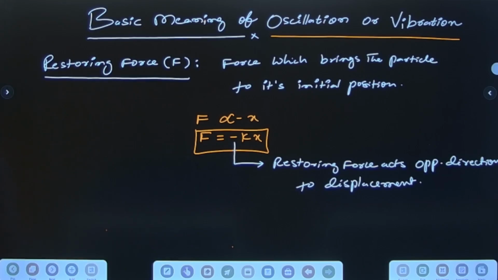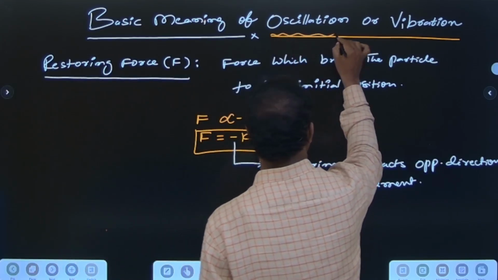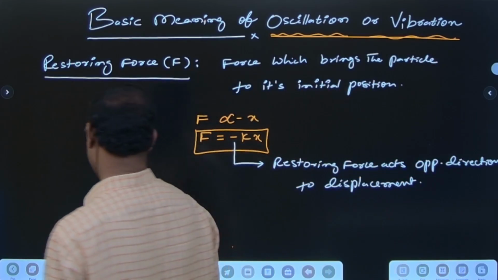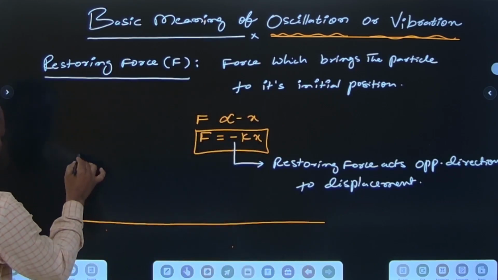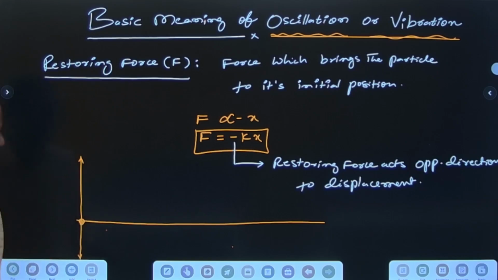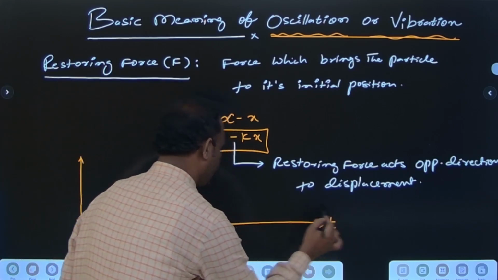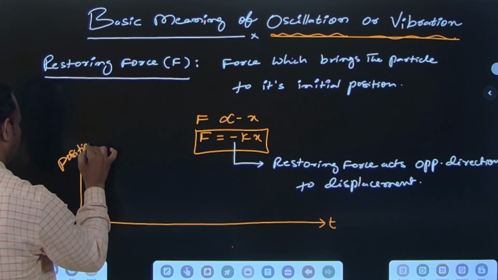Now, from the restoring force, I want to talk about what you mean by this term exactly. How can you represent oscillation and vibration? For oscillation and vibratory motion, I'm choosing a reference point, the origin in the coordinate system. This is time, and this is the position of the particle.